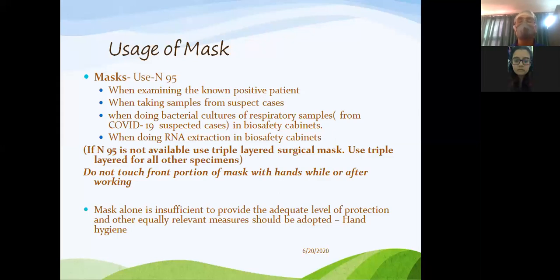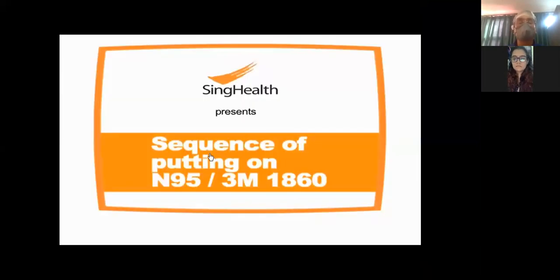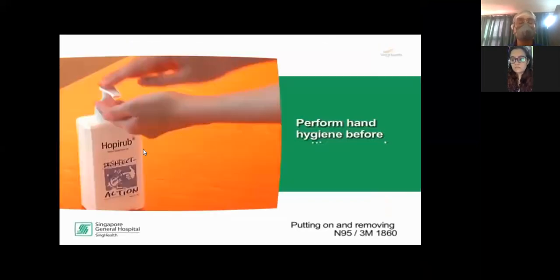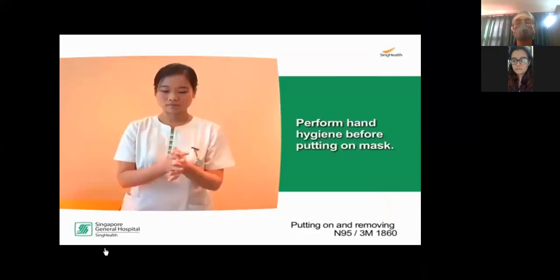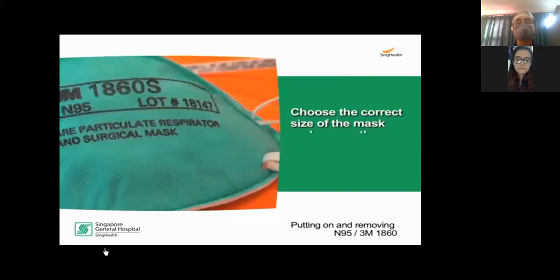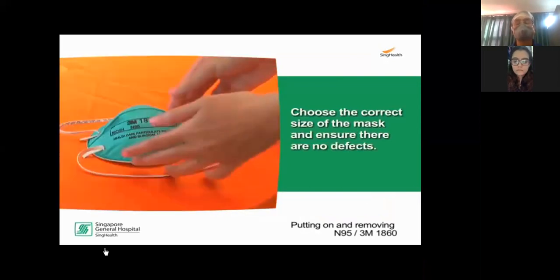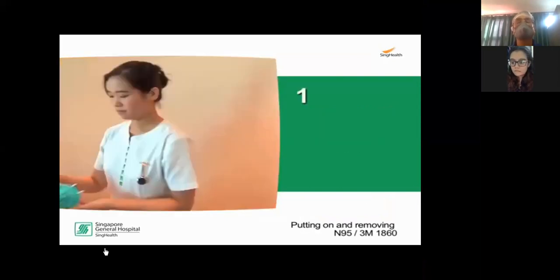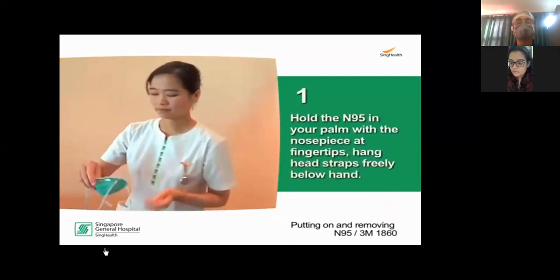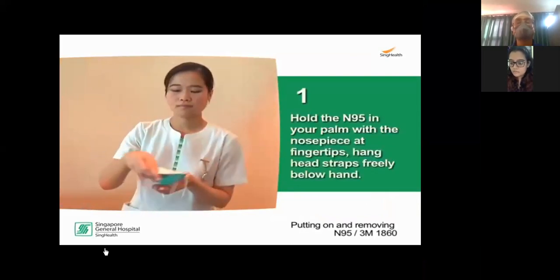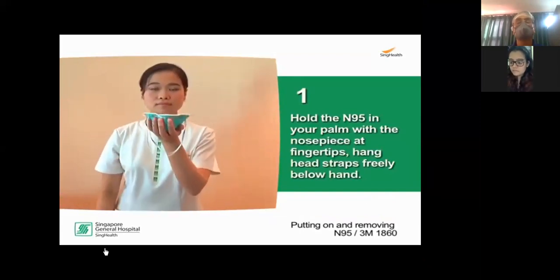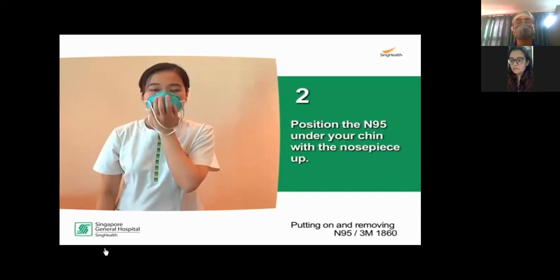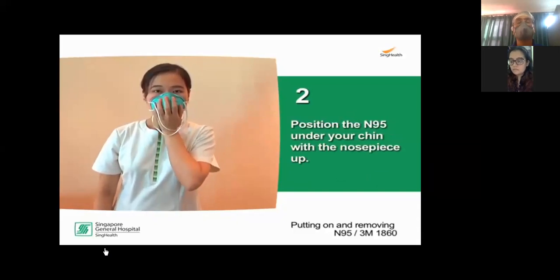So this is how the N95 is worn. First of all, hand hygiene is to be done. Choose the correct size of the mask and ensure there are no defects. Hold the N95 in your palm with the nose piece at fingertips. Hang the head straps freely below your hand. Position the N95 under your chin with the nose piece up.